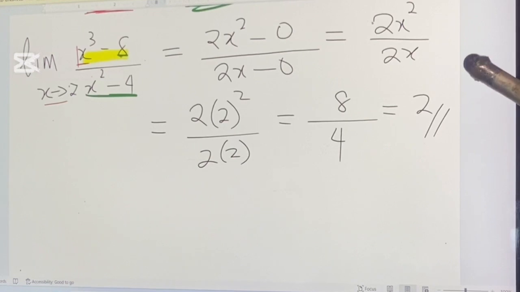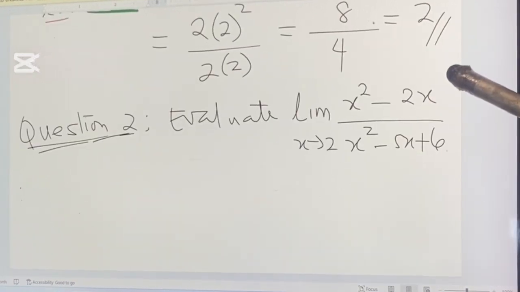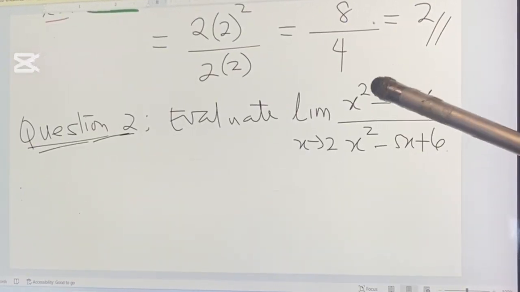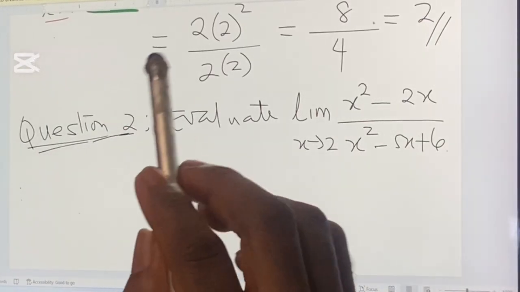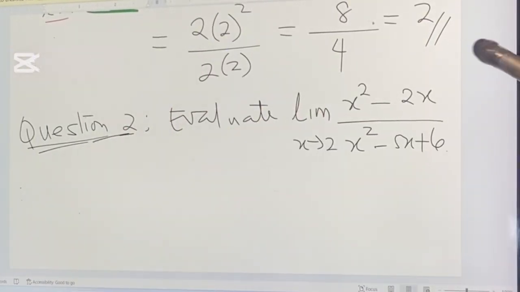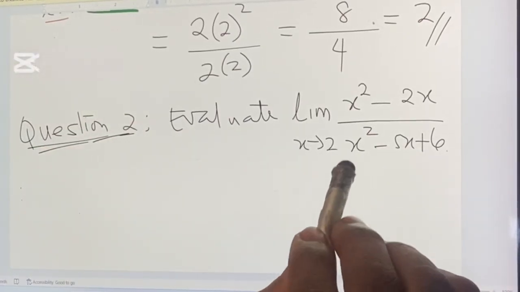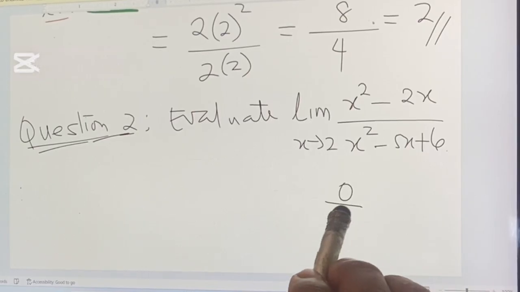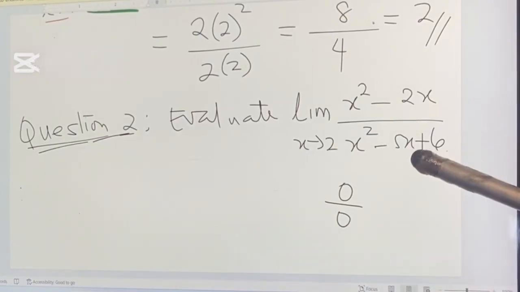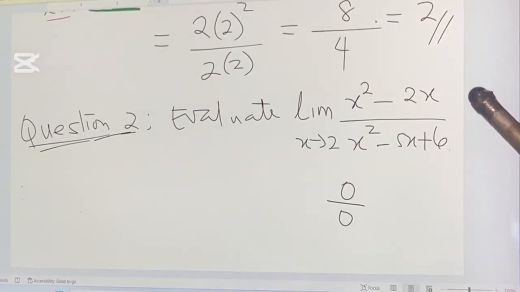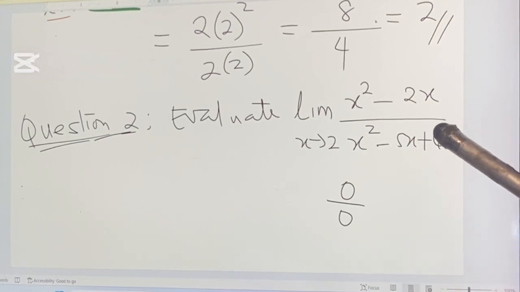Okay, let's solve the next one. That is question 2. Class, the first thing to do here is to replace the value of s with 2. When you replace the value and the limit of this function results in 0 at the numerator over 0 at the denominator, we call that particular limit an indeterminate limit. And for every indeterminate limit, we use two methods to solve. Either use L'Hopital's method or the factorization method. Please take note.